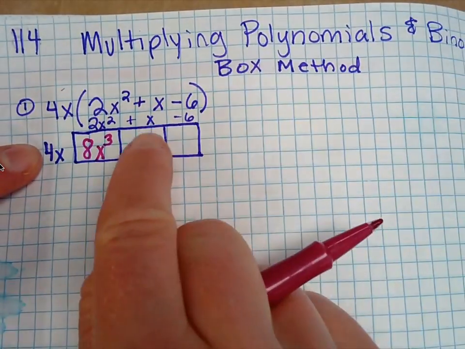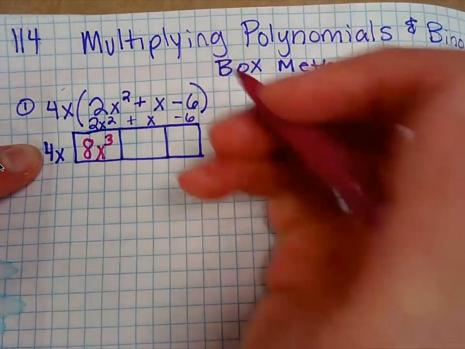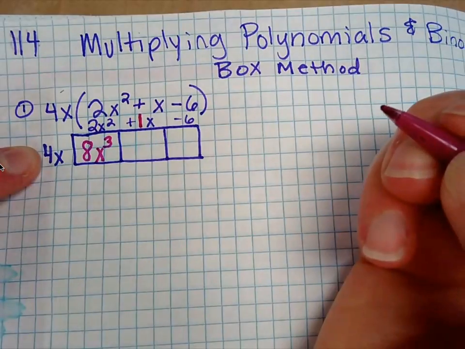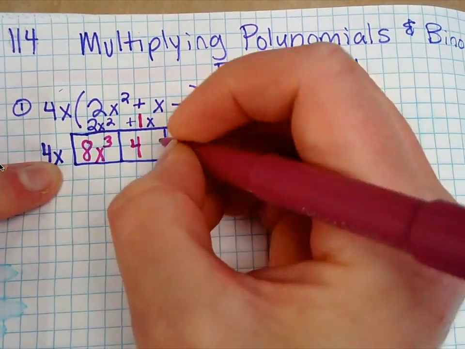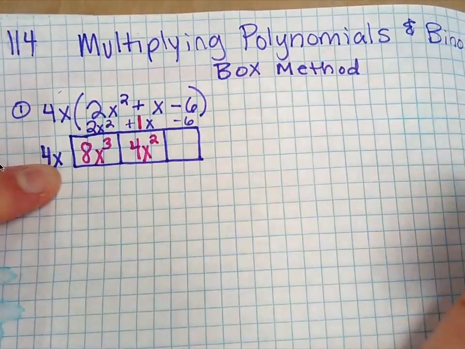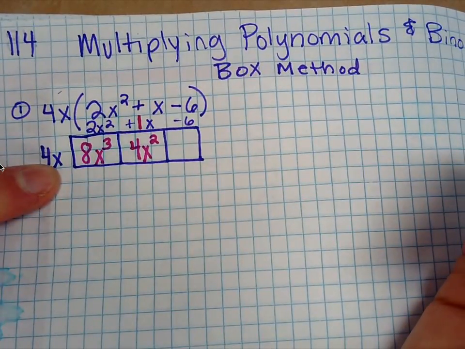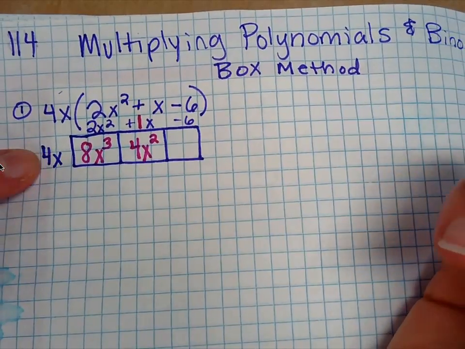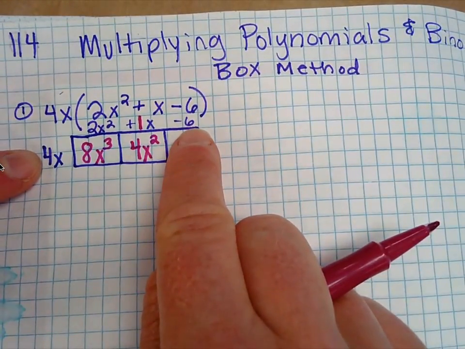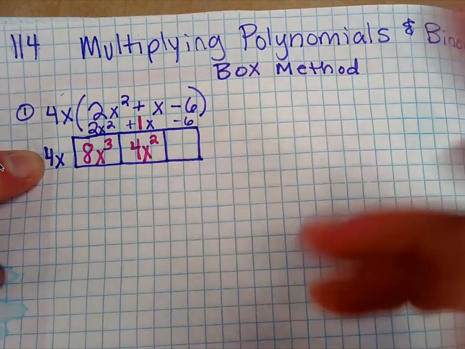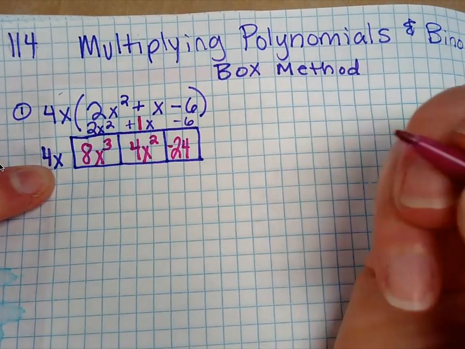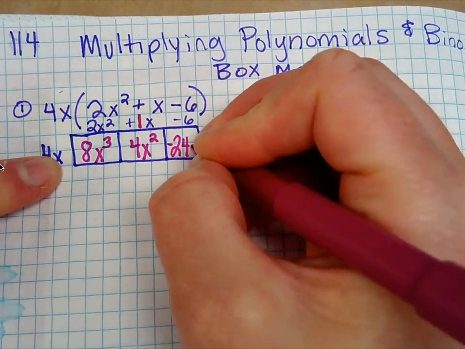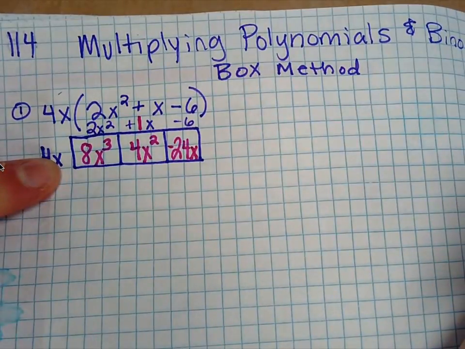Then we do 4x times x. So we could say that that's a 1. So 4 times 1 makes it 4. And then x times x makes it x squared. Then 4x times a negative 6. So we multiply the negative 6 times 4, negative 24. And then x doesn't have another, so we just carry that with it. So it's negative 24x.